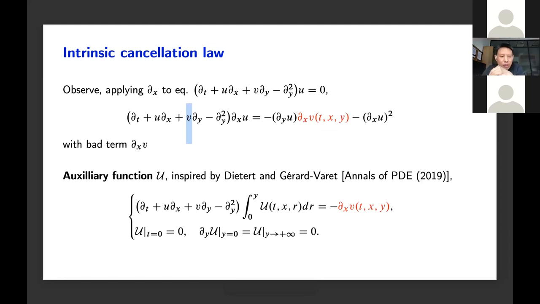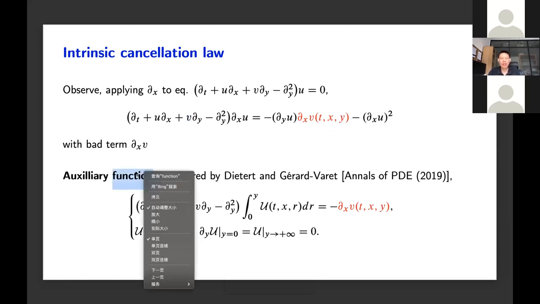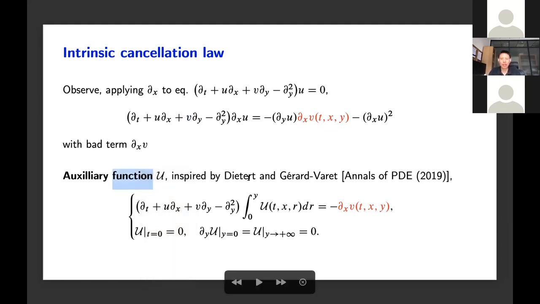And to cancel these terms, we introduce the auxiliary function. In fact, this kind of auxiliary function is inspired by the earlier work of Derrida and Jiahuahui. And of course, the auxiliary function is a little different from the one in the paper of Jiahuahui.